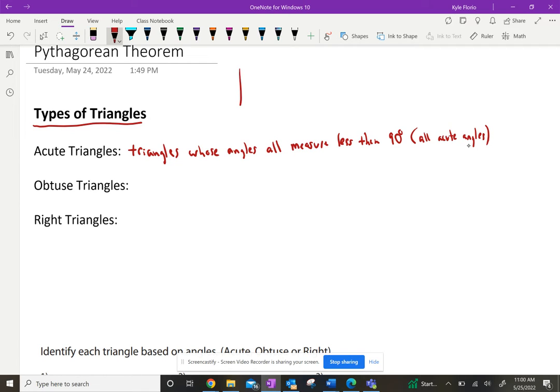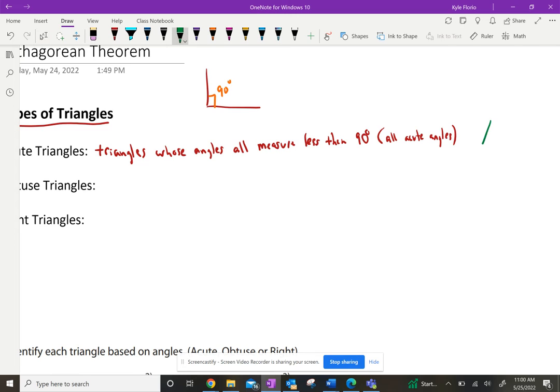And so 90 degrees would be a perfect L shape. This is what we call 90 degrees. So as long as it's less than that, for example, if all the angles are smaller than 90 degrees, it might look something like that. These are all less than that big angle right there.